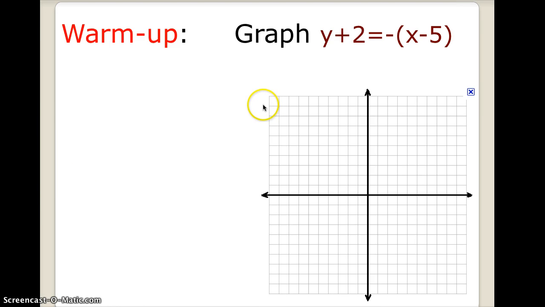Okay guys, here's your warm-up. This is section 5.5. It says graph y plus 2 is equal to negative, parentheses, x minus 5, close parenthesis. Go ahead and put me on pause and take a couple minutes and graph this. If you have graph paper, that would make life a lot easier for you.